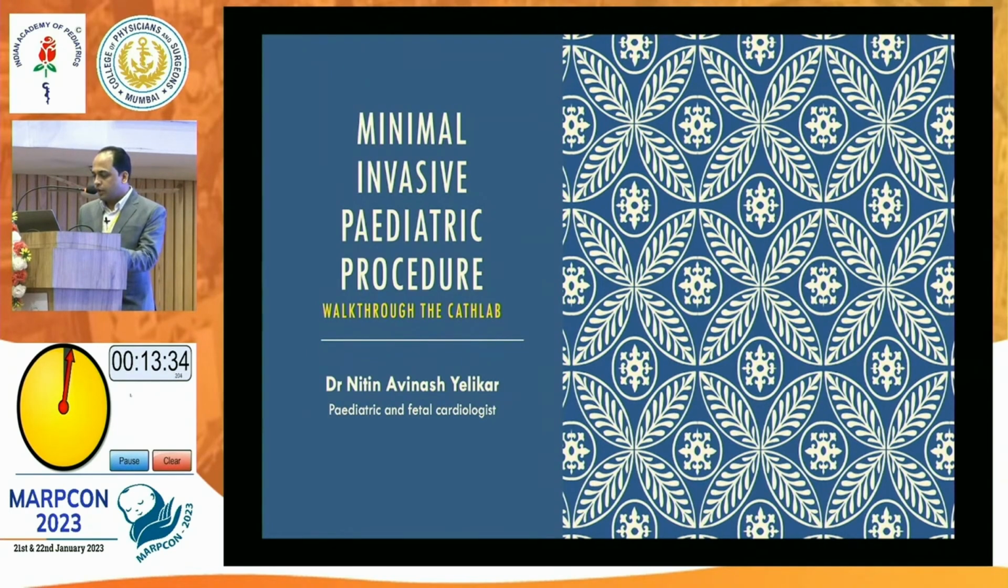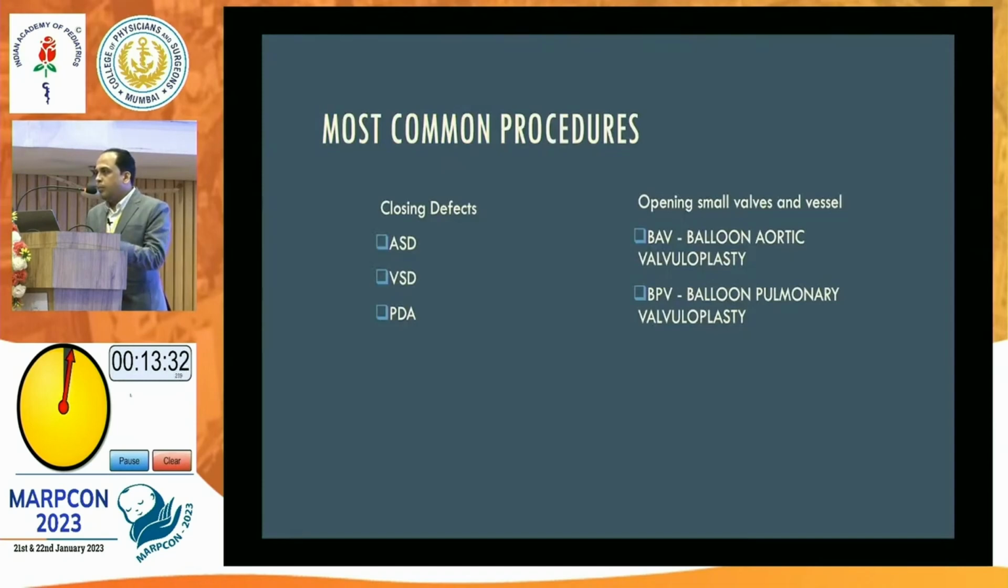So, let's walk through the cath lab. The most common procedures we do in the cath lab are either we open the holes, or we close the holes, or we open the stenosed valves. So the most common 5 procedures I have kept here. First one is ASD device, VSD device and PDA device, and then opening of valves in the form of aortic valvuloplasty and pulmonary valvuloplasty.